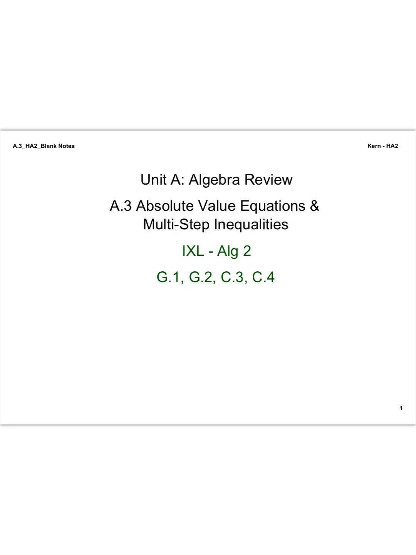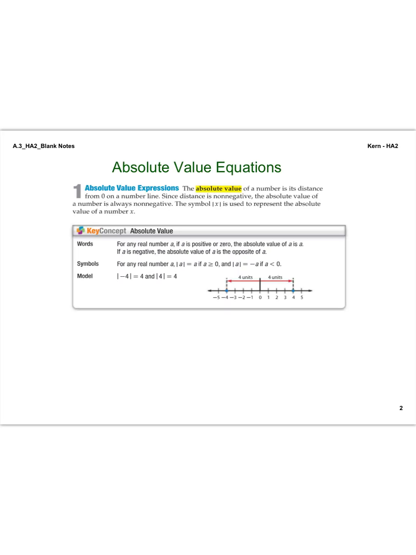Today we'll cover absolute value equations and multi-step inequalities. Just as a brief reminder, absolute value always represents a distance. Okay, so if you're looking at 0, distance goes in two directions. You have distance going in the negative direction and the positive. But we know that absolute value is always positive because it represents a distance. So we're always positive with absolute value.